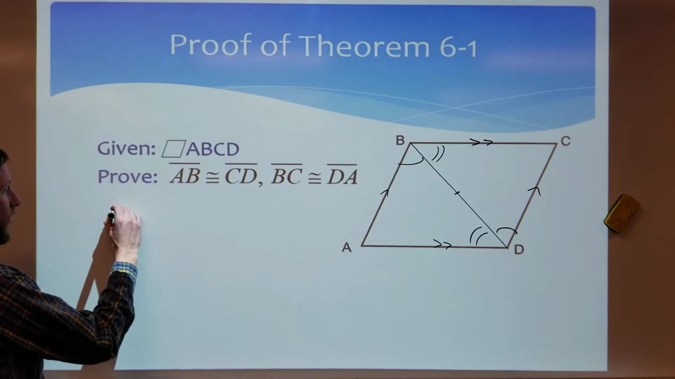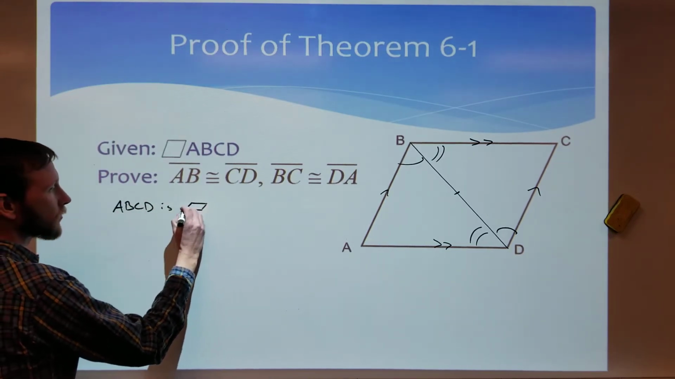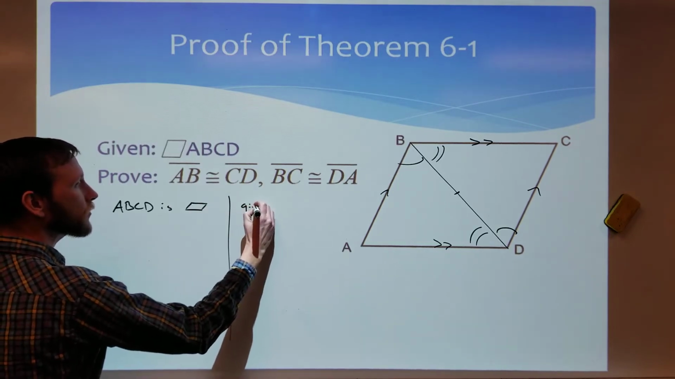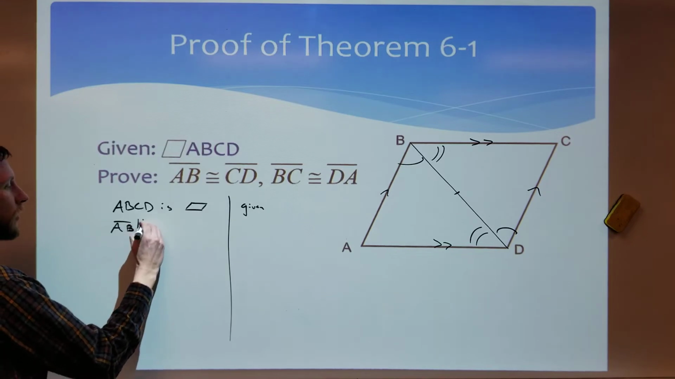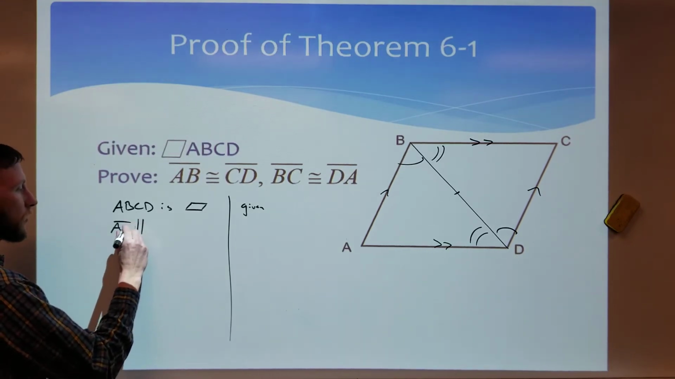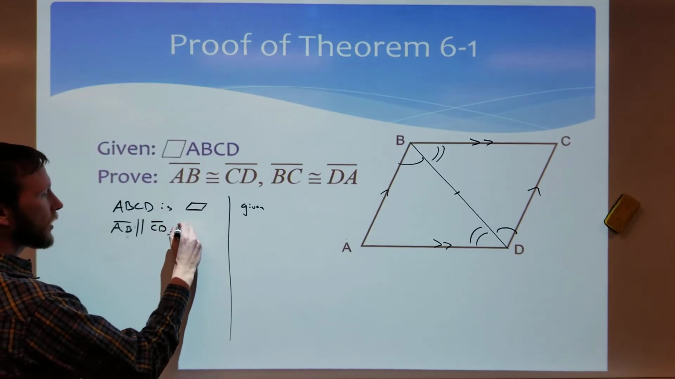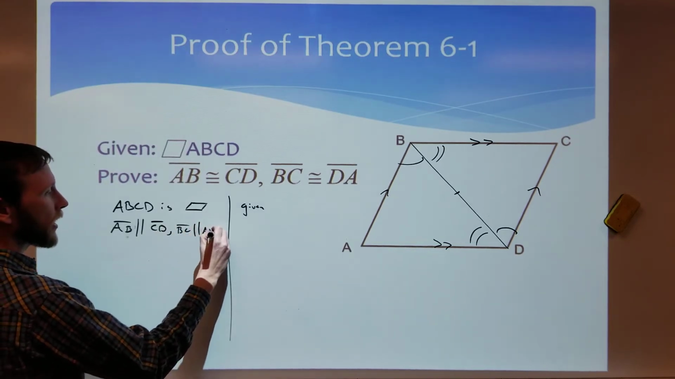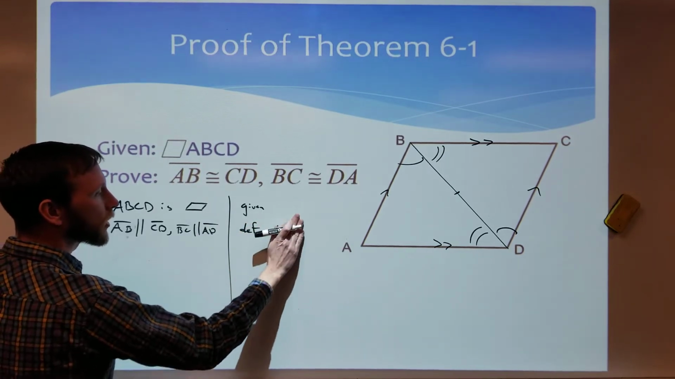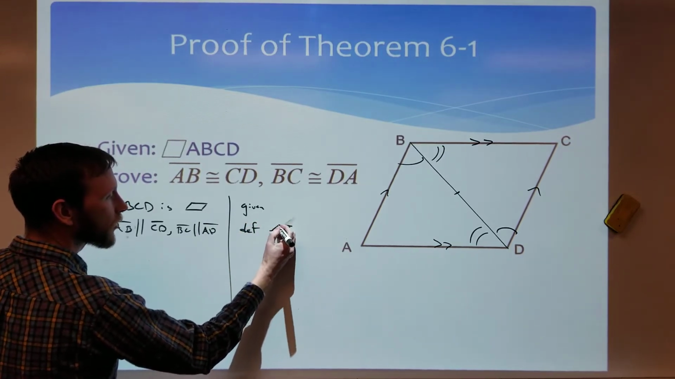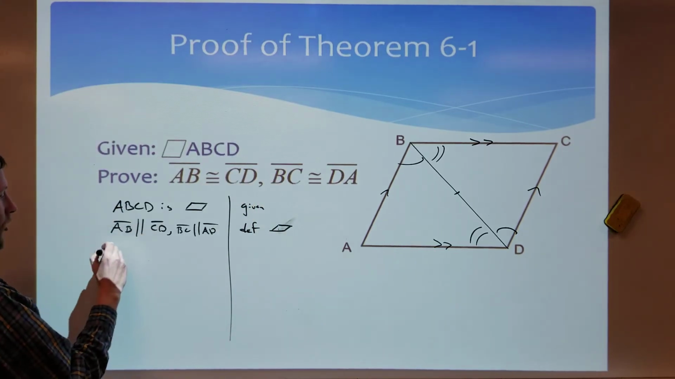We're going to say ABCD is a parallelogram. This is given information, and this means that AB is parallel to CD, and BC is parallel to AD. This is by the definition of a parallelogram, which again, I'm going to just draw the symbol for a parallelogram, which looks like a parallelogram. Next, I'm going to state that those alternate interior angle pairs are congruent.